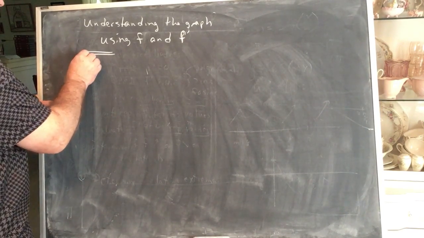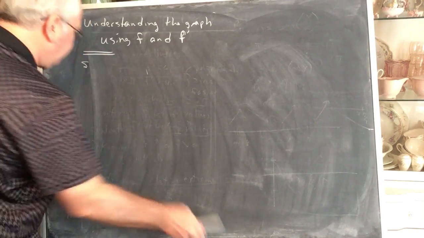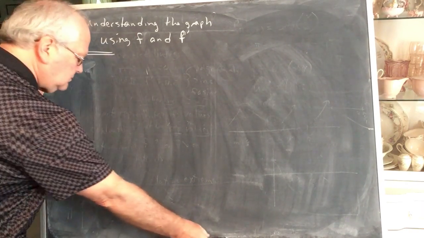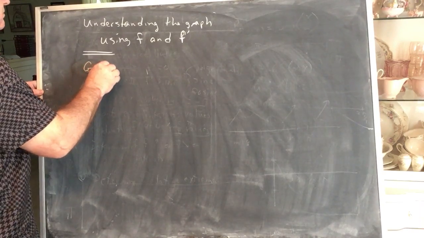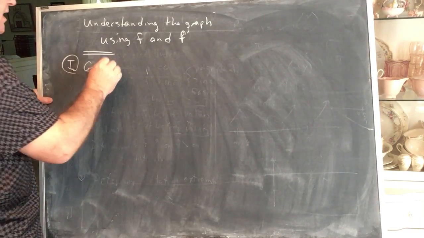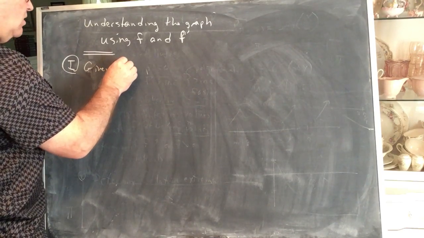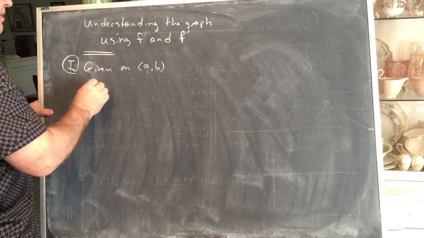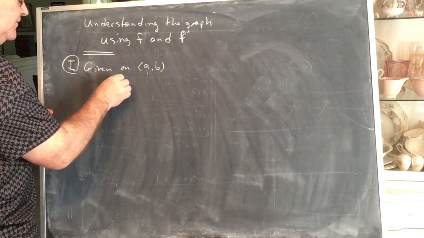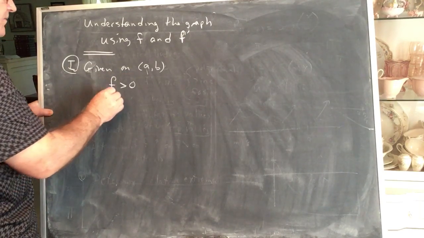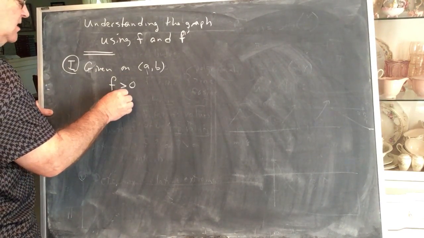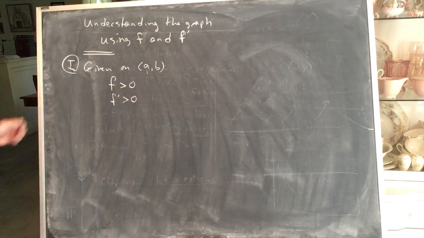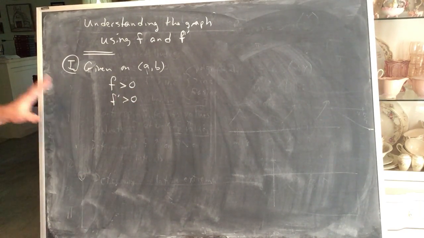So let's suppose we're given that we know on some interval a, b, that the function itself is greater than 0 and the derivative is also greater than 0. Now the question is, what sort of a sketch could we draw? Or what might the graph of this function look like?